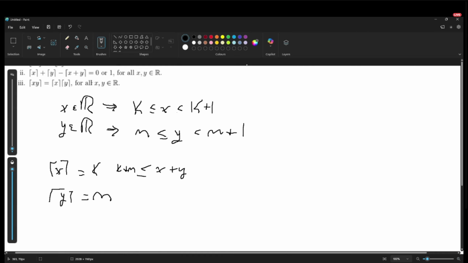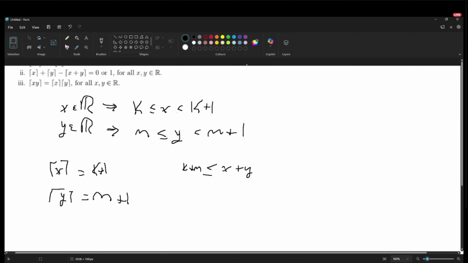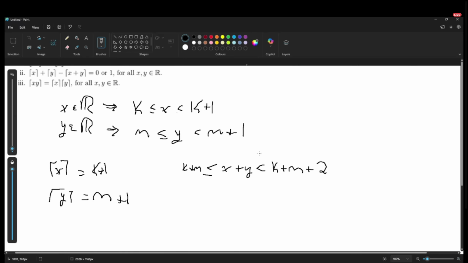Oh, you're right, this is ceiling. Okay, so just replace these with plus 1. I completely thought this was, yeah, there we go. If I can move this right here. So you want to bound it, and it looks like that. And then this should be strictly less than k plus m plus 2.